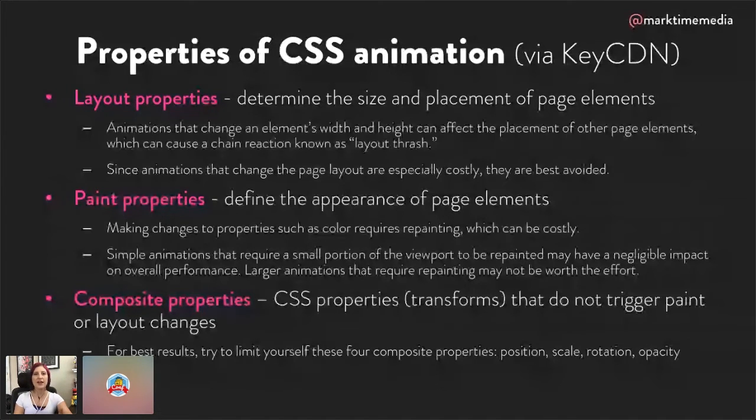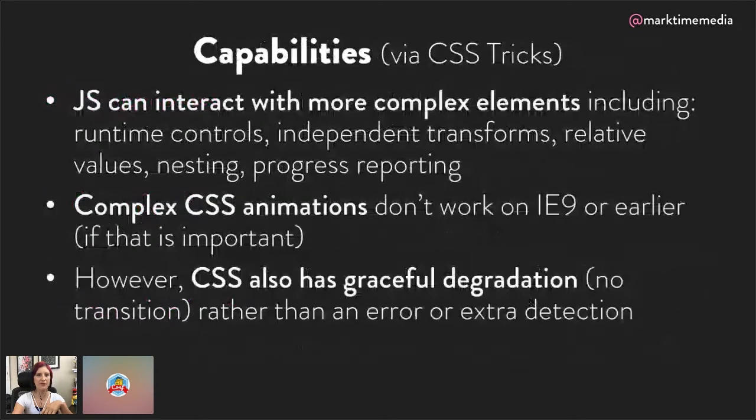A lot of people recommend mostly animating composite properties. And these are things like position, scale, rotation, and opacity. So these are things that don't necessarily trigger paint or layout changes. And these transforms are things that they would recommend animating. And I have a link to an informative article that talks a lot more about performance in that respect.